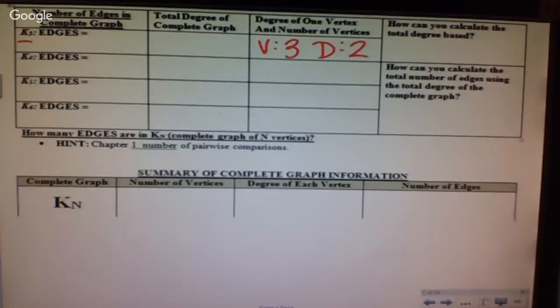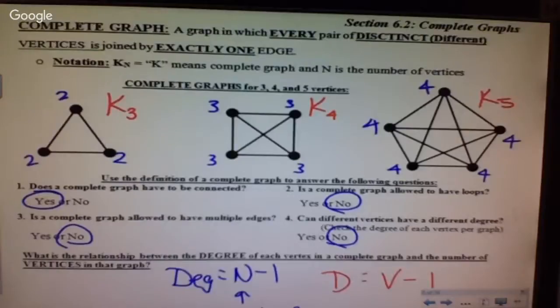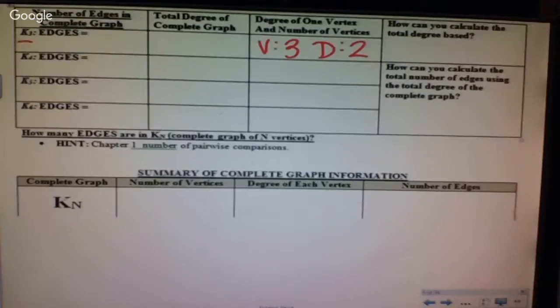We have this picture available to you, so let me go back to it. This is your K sub 3 with 3 dots. Each has a degree of 2. What's the total amount of degrees I have if each one's 2? 6. How many edges do I have here? 3. So I've got 6 degrees, 3 edges.